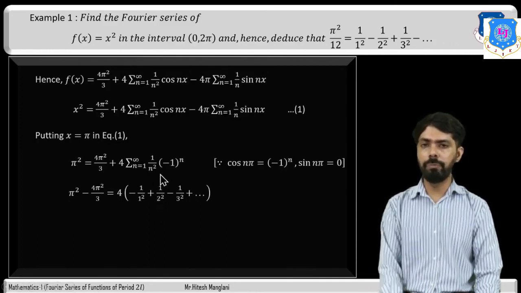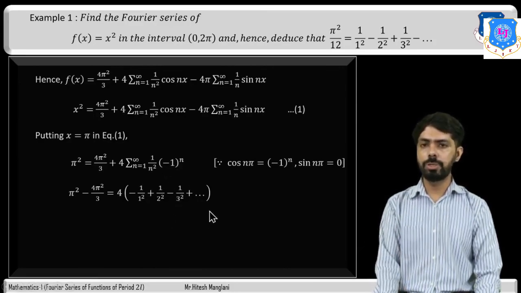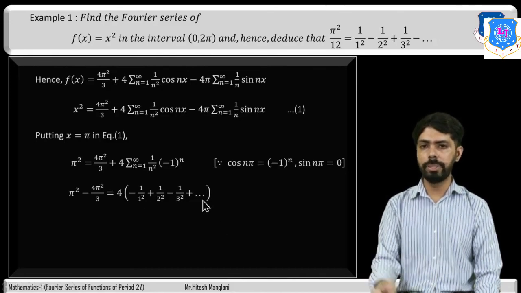Now for the third term we will put n is equal to 3 in this result. So minus 1 cube divided by 3 square. So minus 1 cube is negative, that is minus 1 divided by 3 square, plus so on. So there will be alternate sign.